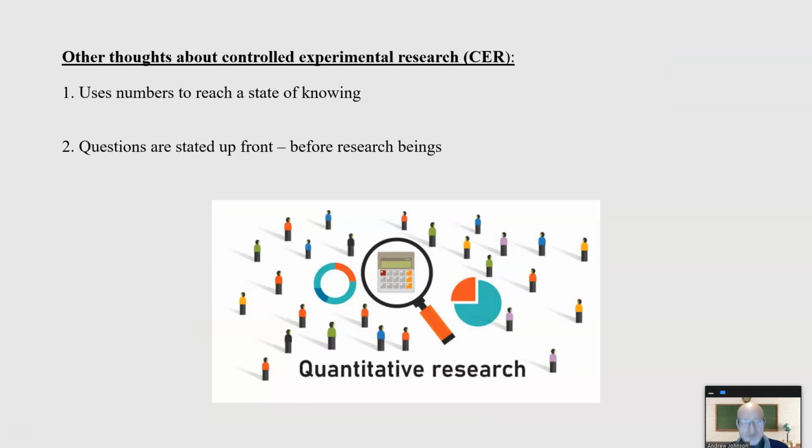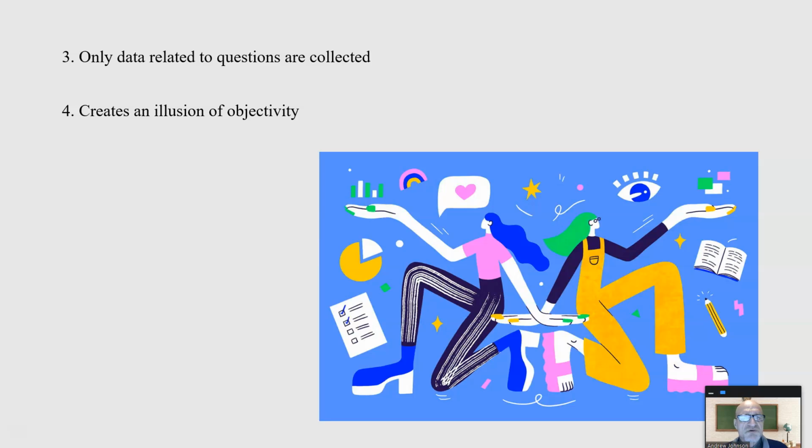Other thoughts about quantitative research or the controlled experimental research? It uses numbers to reach a state of knowing. It quantifies reality. If it can't be quantified, it can't be known. The questions are stated up front before the research begins. Great, great, great. But it does not allow the question to evolve as the experiment evolves or the research evolves. Only the data related to the questions are collected.